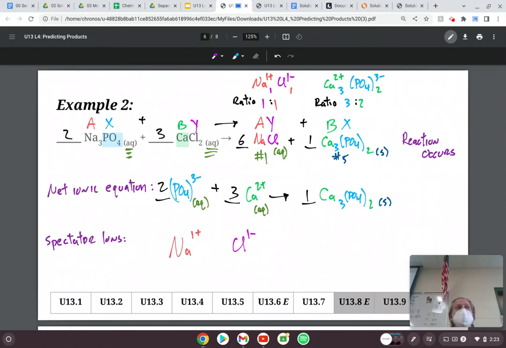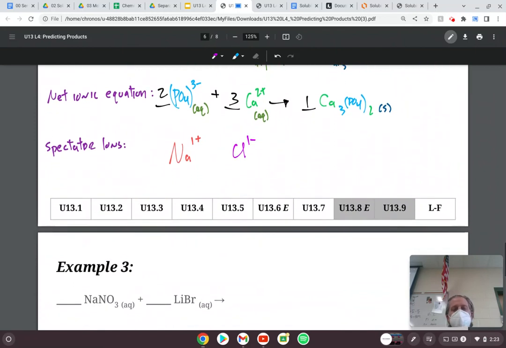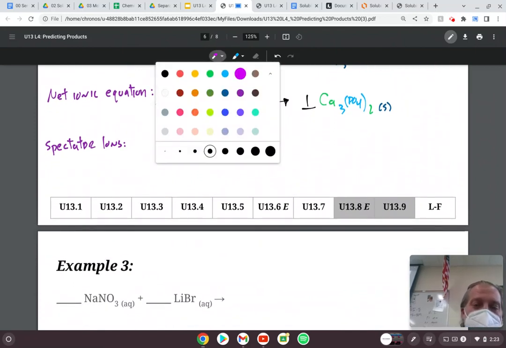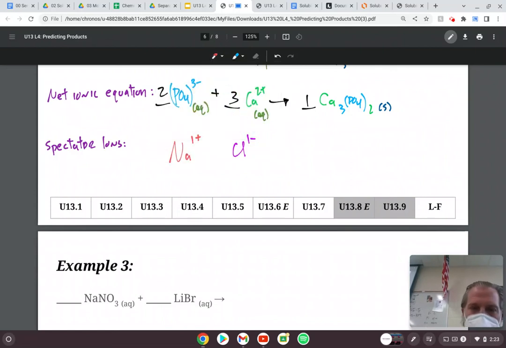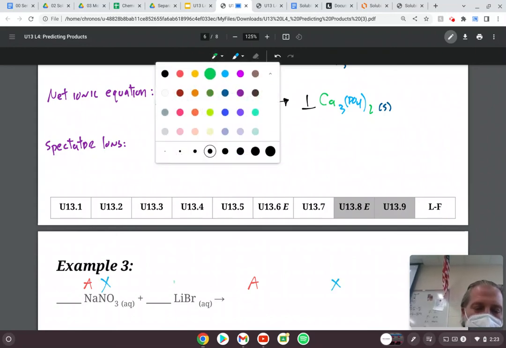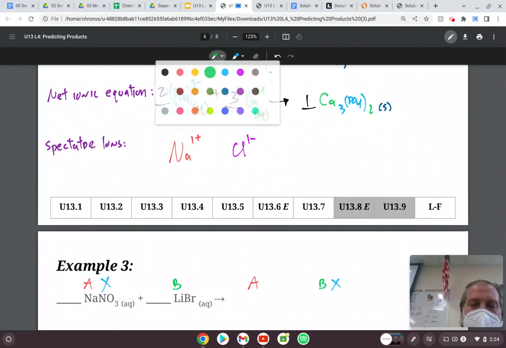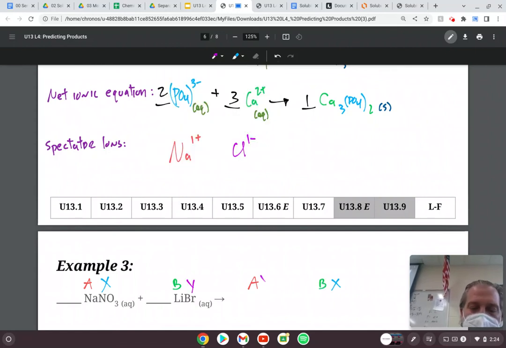That's that. Now, I know this feels like a lot, but it's not as bad as it seems. So we're going to move forward. We're going to do a couple examples today. We've already done a couple, so now we got to do a second couple. Example number 3. Just like before, we have AX reacting with BY to produce AY and BX.